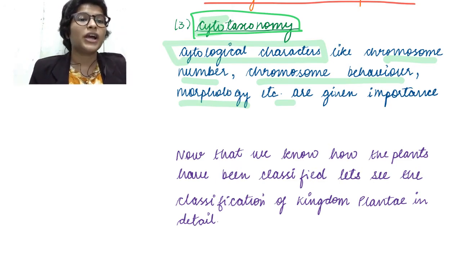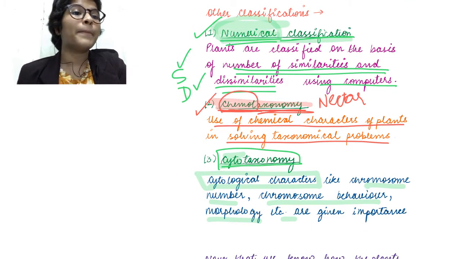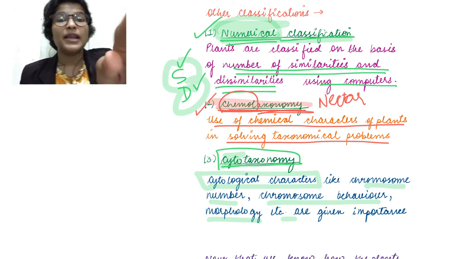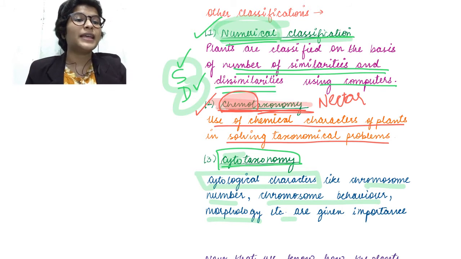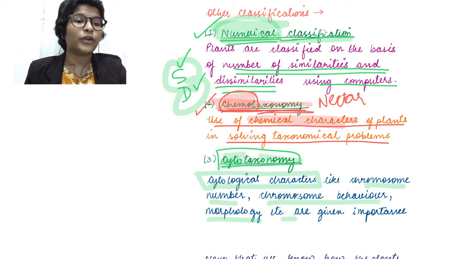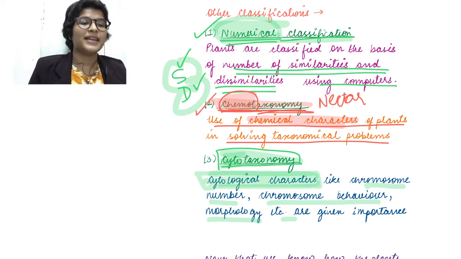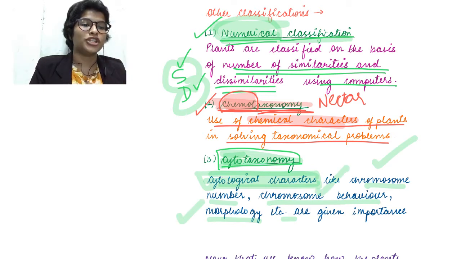कौन से थे? A quick revision. We had the numerical system in which we compared the number of similarities and dissimilarities. Then we had the chemotaxonomy system, in which we considered chemical characteristics. And finally, we had the cytotaxonomy, which considered cytological characters like chromosome number, chromosome behavior and chromosome morphology.